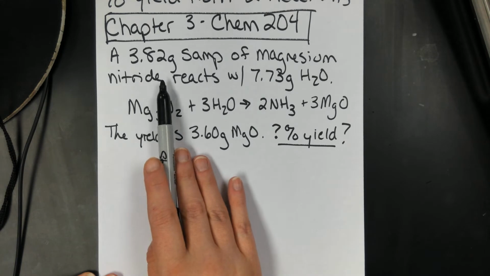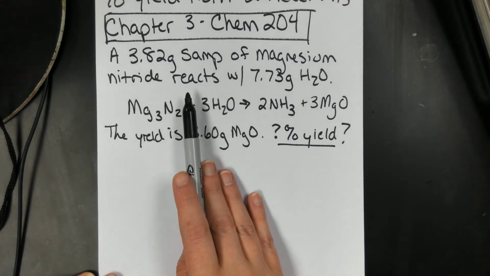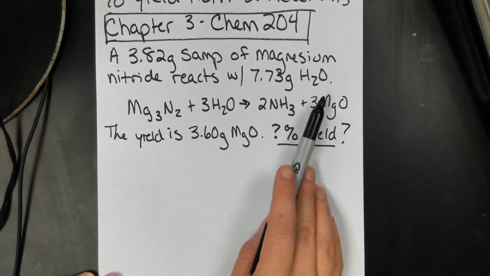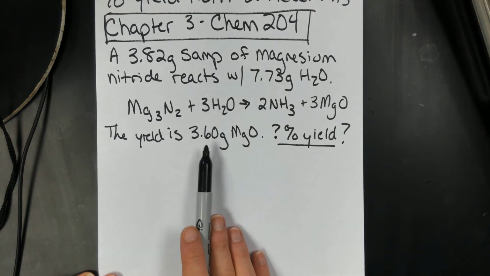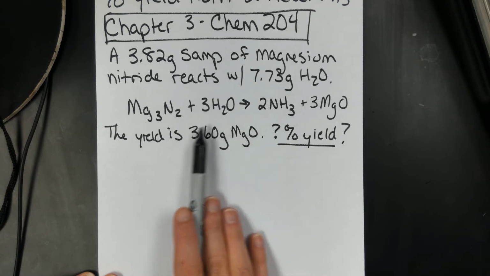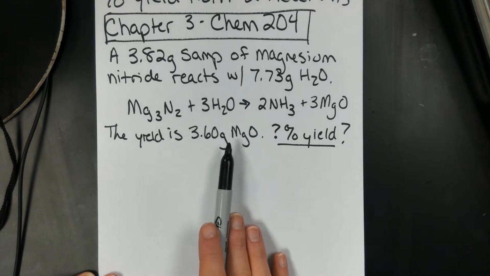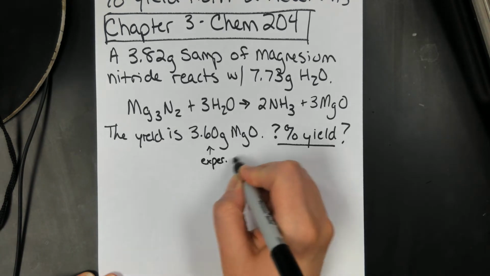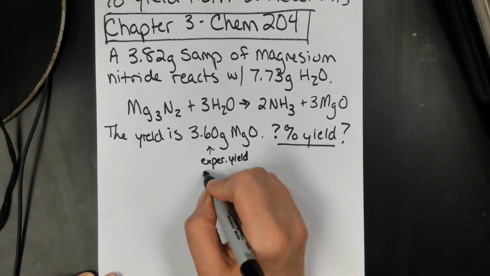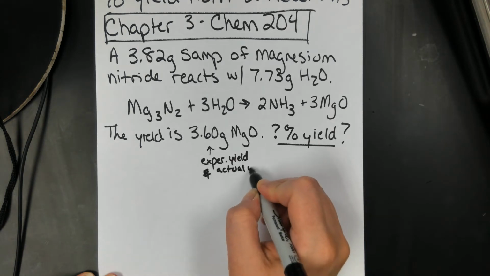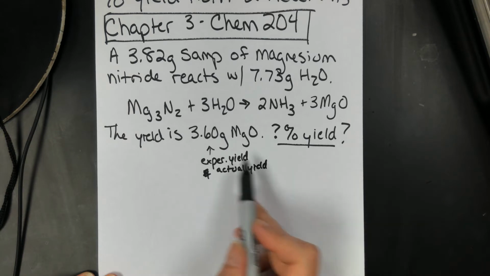They say a 3.82 gram sample of magnesium nitride is reacted with 7.73 grams of water. They end up getting 3.60 grams of magnesium oxide. Now, does that mean that this is the theoretical yield? No, this is called the actual yield, or experimental yield. This is what they got in the lab.